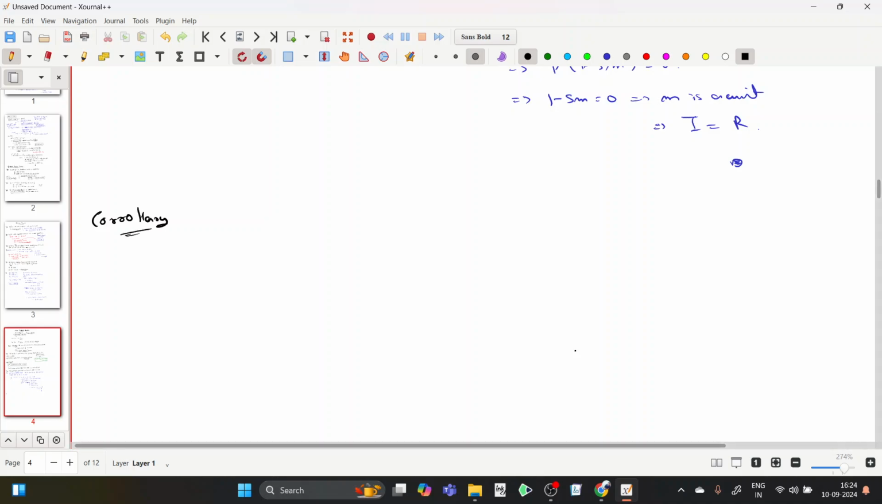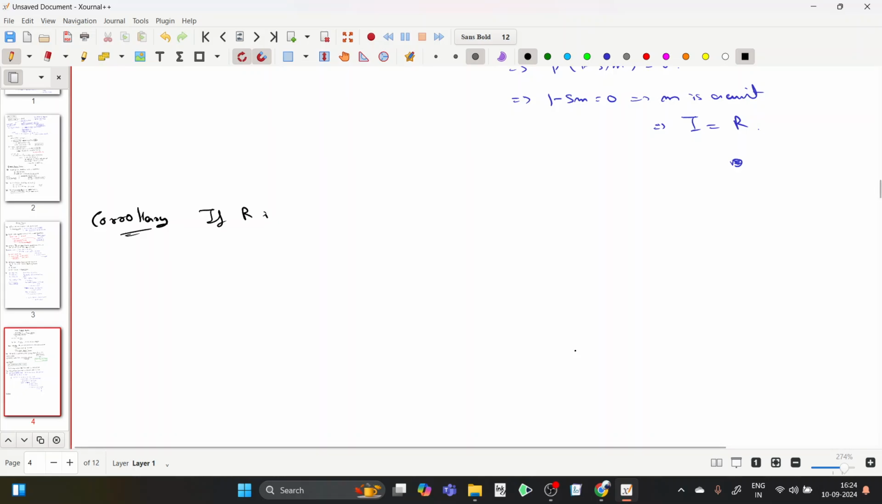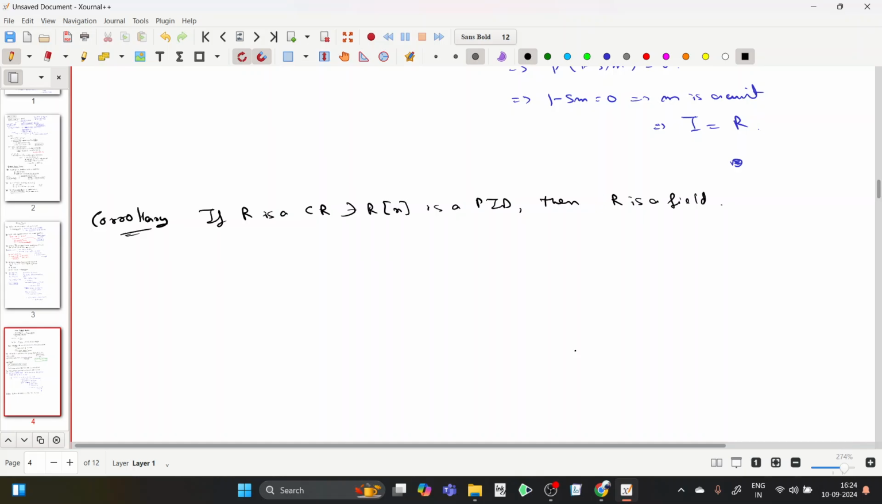Corollary: if R is a commutative ring such that R[x] is a PID, then R is a field. This also holds in the case of an ED as well.